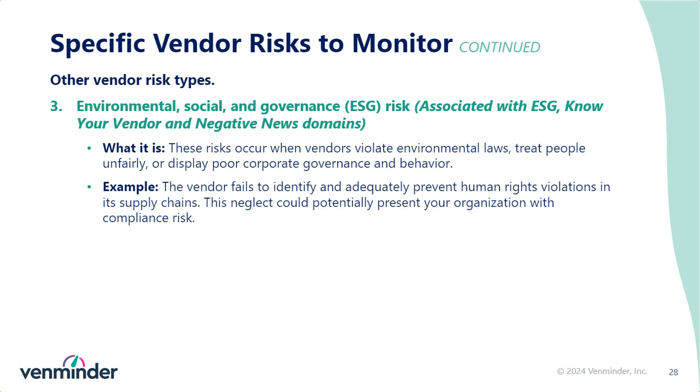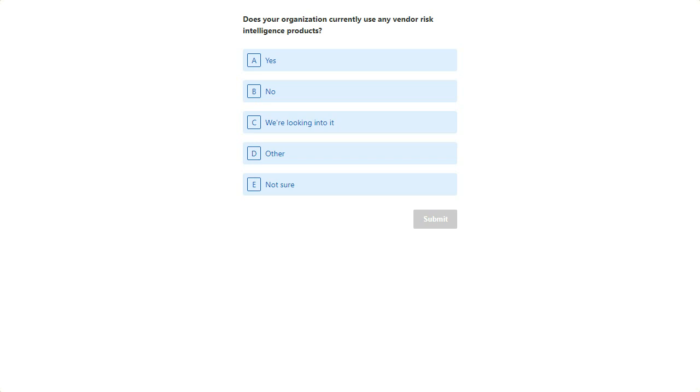So that was the last of the specific vendor risks that need to be monitored. And with that, it brings us to our final poll question of the day. Jessie? Our third and final poll question is, does your organization currently use any vendor risk intelligence products? Yes, no, we are looking into it, or not sure.